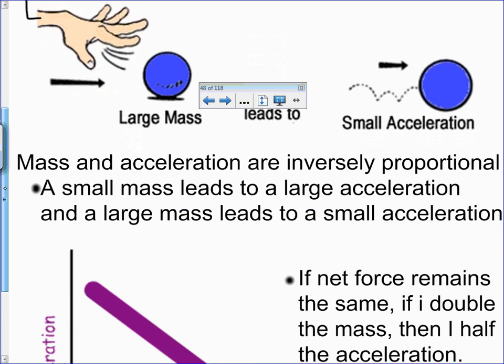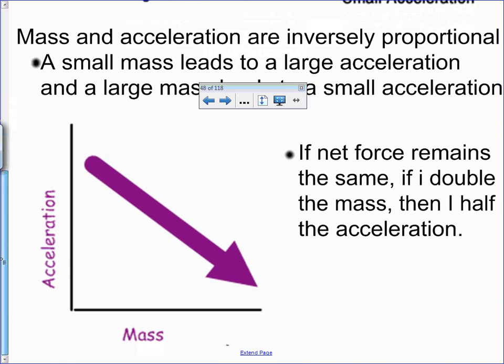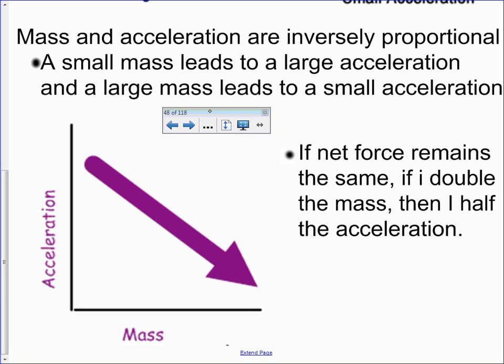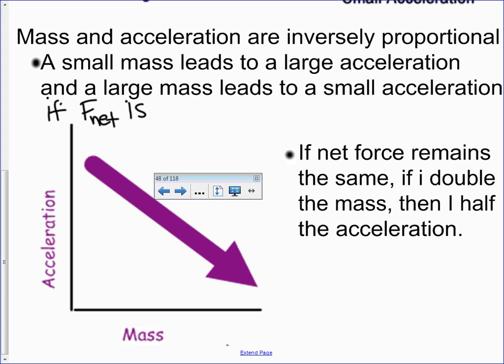And this relationship is referred to as inversely proportional, or indirectly proportional, meaning a small mass leads to a large acceleration and a large mass leads to a small acceleration. And I want you to add: if net force is constant in both situations.